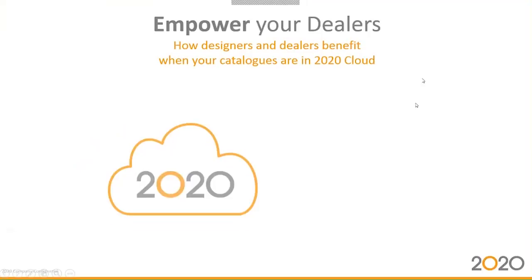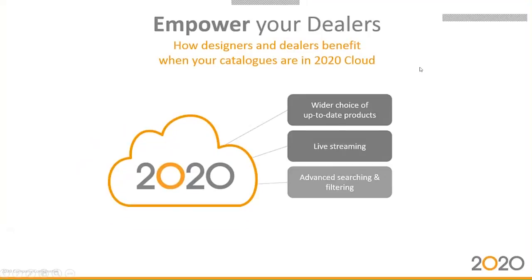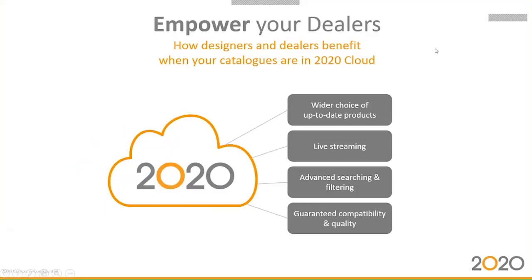Okay, how can dealers and designers benefit from catalogs stored in the 2020 Cloud? Well, first of all, the designers will benefit greatly from there being a wider choice of up-to-date products available. These products will be live, so as soon as the manufacturer publishes any products or any product updates, it's a live stream straight to the 2020 Cloud within your 2020 Fusion software. So access to all the most up-to-date products.